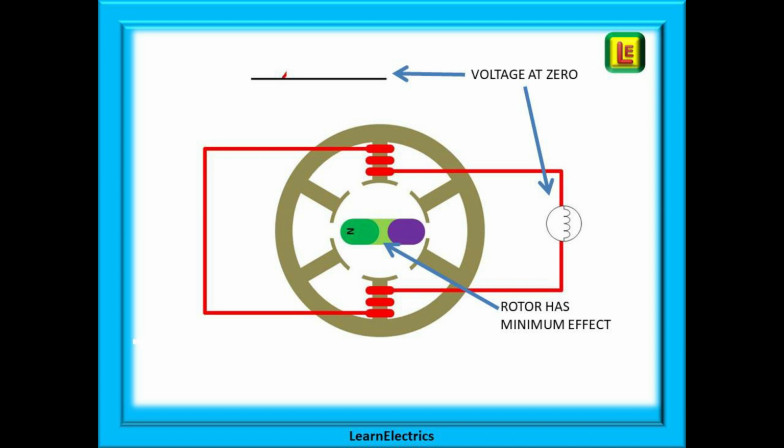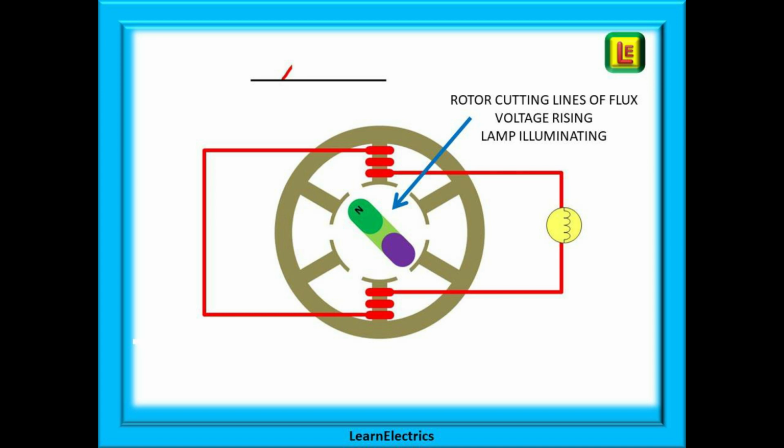As the rotor is central at the moment, the voltage waveform is at its 0 position and no voltage is flowing. The lamp is unlit. As the rotor spins, it will move closer to the coils and the magnetic lines of flux will cut across the coils. This will cause a voltage to be generated in the coils in a positive direction. As this voltage rises, the lamp will begin to light up.